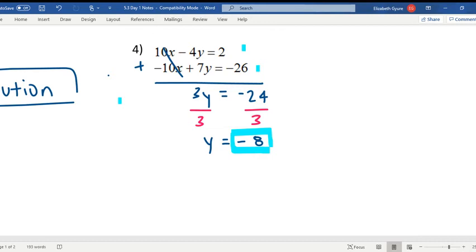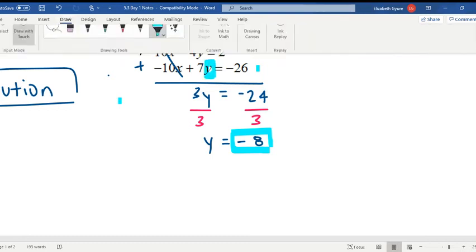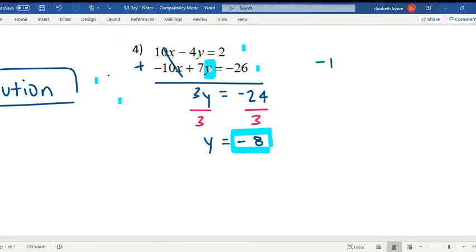Okay, we'll use that one. Should you get the same thing if you plugged it into the top one? Yeah, shouldn't matter at all. Okay, so let's try this out. You would have negative 10x plus 7 times negative 8, because instead of y, we're putting negative 8, equals negative 26. If you use the other equation, that's totally fine.